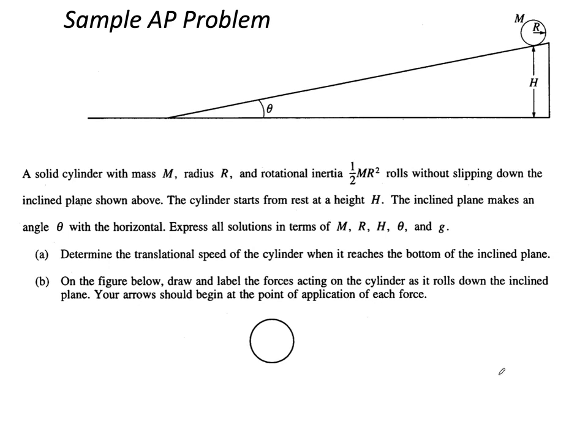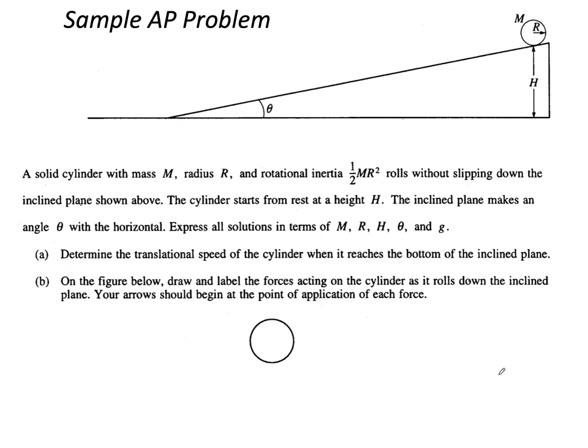So now how do we actually use this on the AP? Well, here's a free response question from a few years ago. A solid cylinder with mass m, radius r, and rotational inertia 1/2 mr squared rolls without slipping down an inclined plane shown above. The cylinder starts from rest at a height h. The inclined plane makes an angle theta with the horizontal. Express all solutions in terms of the given quantities.